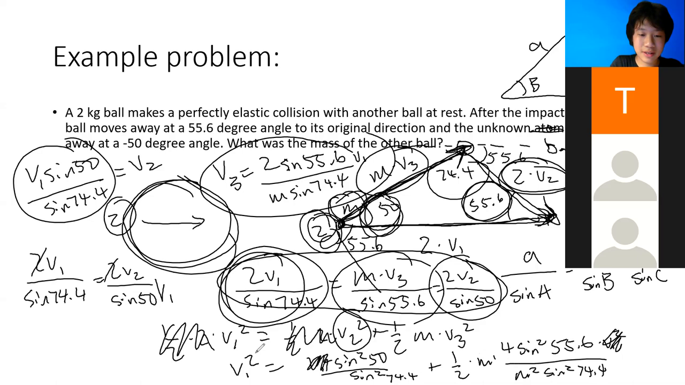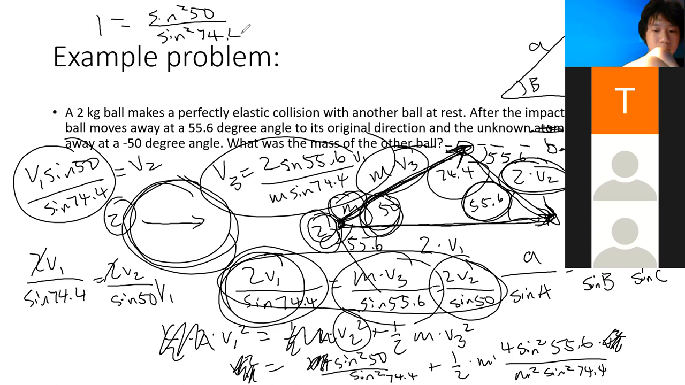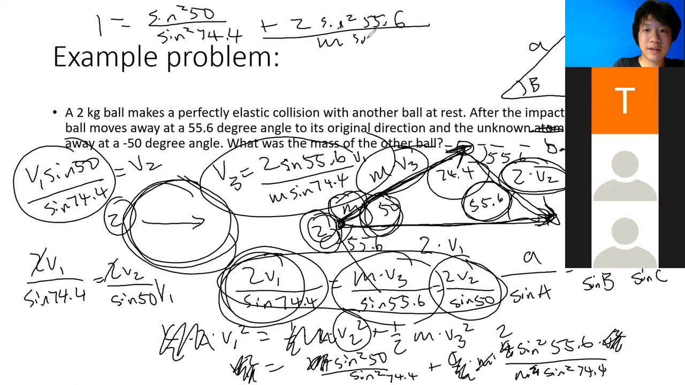Let me clear some space here. Let me write up here, actually. So if we cancel all those out, we have 1 equal to sine squared 50 over sine squared 74.4 plus, as we can see here, these m's will cancel a bit, plus 1 half. Actually, this cancels out. We have a 2 up here. 2 times the sine squared 55.6 over m times the sine squared of 74.4. I know this is a lot of work, but in the end, we have an equation with only m as our unknown. And if we solve for m, we'll get 4 kilograms.